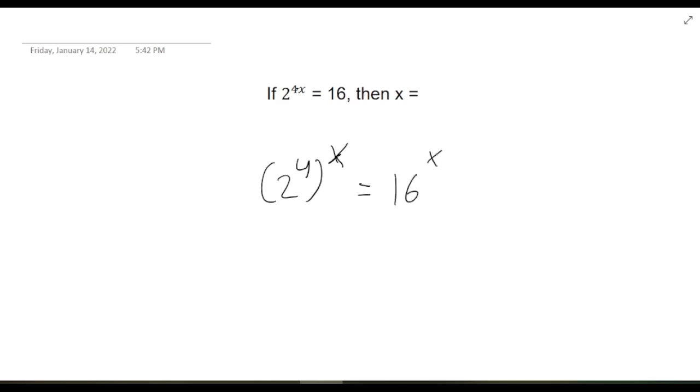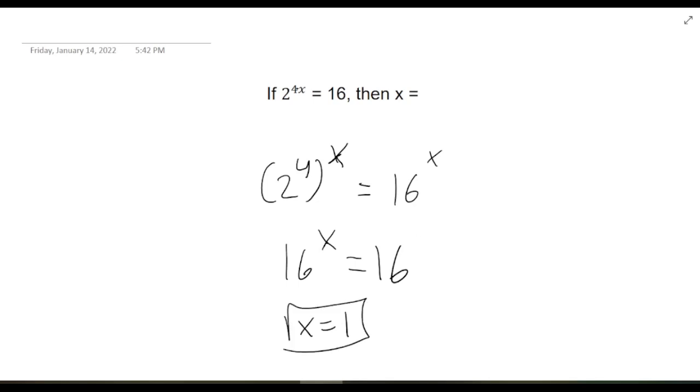So now that we have this, we can plug this back into the original equation. So 16 to the x equals 16. And in order to solve this, we can remember that in order for the base to remain the same, the exponent has to be equal to 1. So x equals 1, because when you plug in 1 for x, you're just going to get 16. So 16 will equal 16. So this is going to be our right answer.